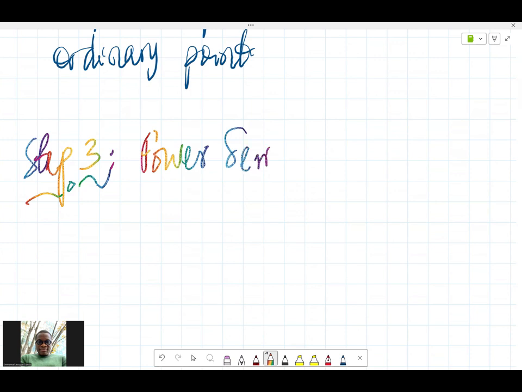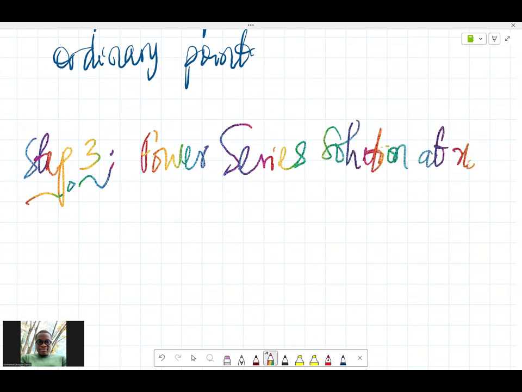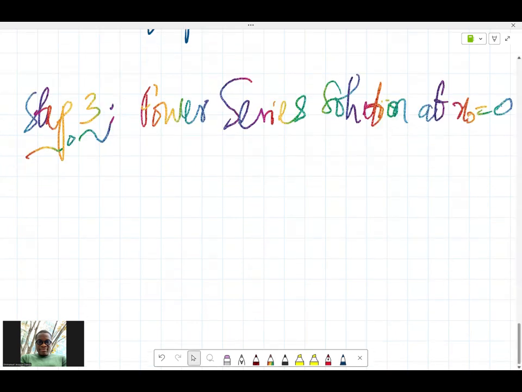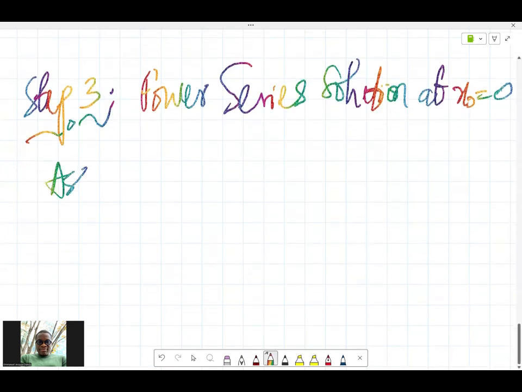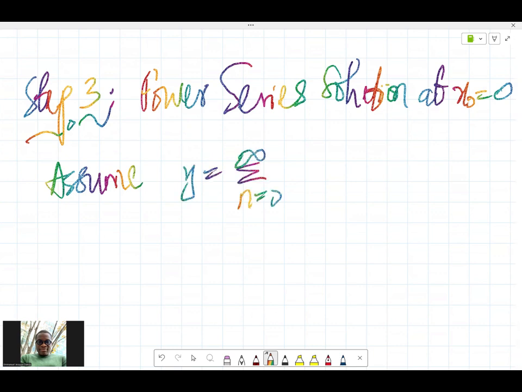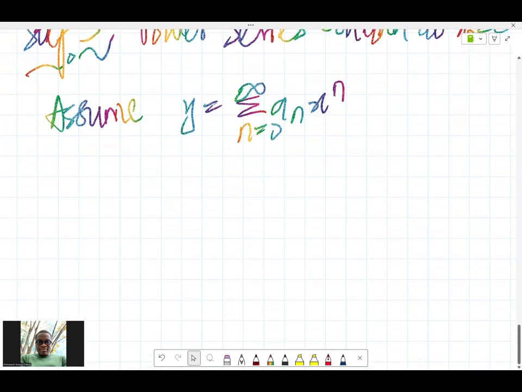So we now go for the power series solution at x naught equals 0. Okay. So, of course, here we know that the power series is something like this. We assume that y is summation from n equals 0 to infinity, a n x raised power n, because x naught is 0. Normally we should have a n x minus x naught all raised power n. But since x naught is 0, we are going to have it this way.